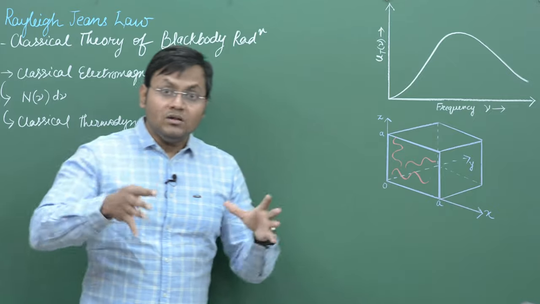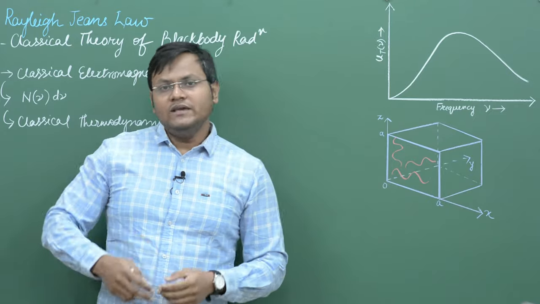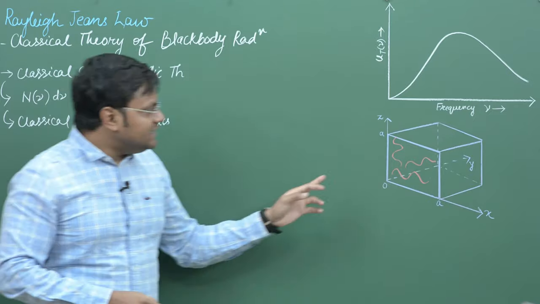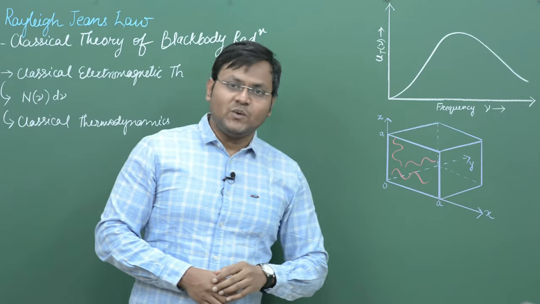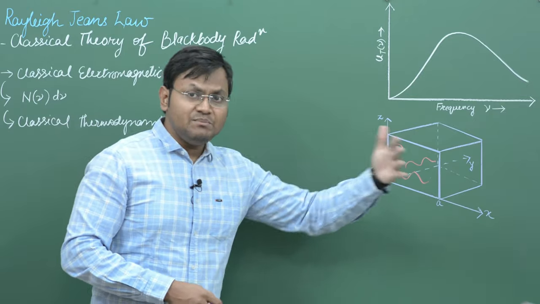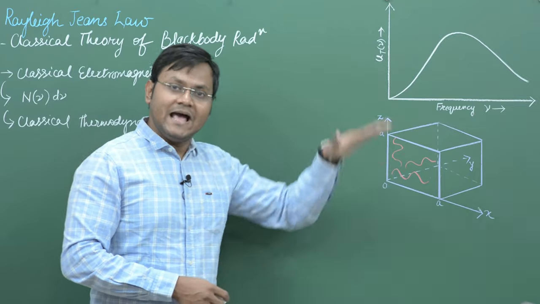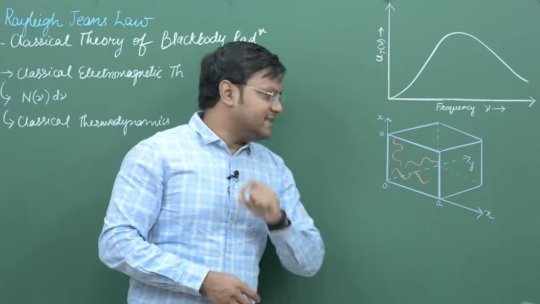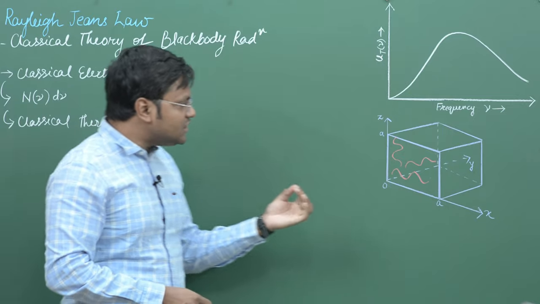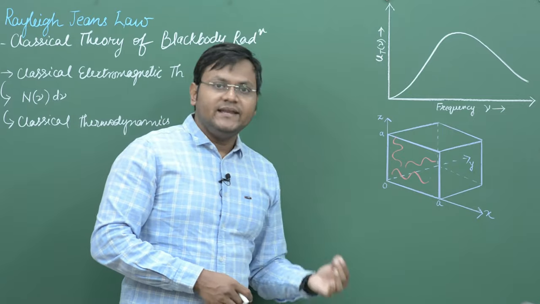Because there are metallic walls along each of these directions, all these radiations emitted along the x, y and z-axis will be oscillating back and forth between parallel walls, right? Now, what is an electromagnetic radiation? It is essentially electric and magnetic oscillations.